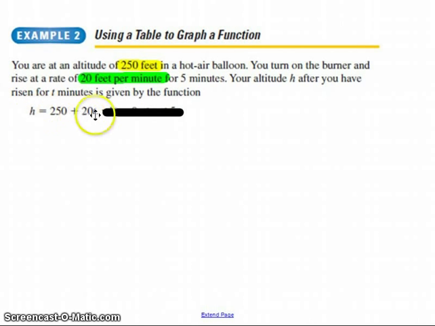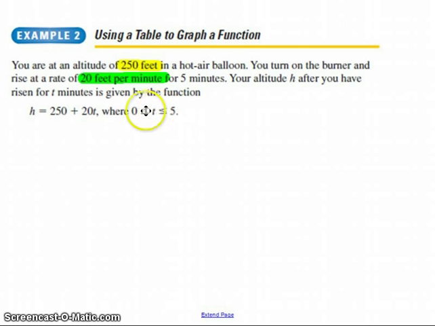So here's that function. Height, in other words h, or altitude if you want to call it that, is equal to the starting value 250 plus the rate of change times the variable that's changing. What's changing? Time. Time's going by. With every minute, I get another 20 feet in height. Add that to my starting place, 250, and I can figure out how high up I am.